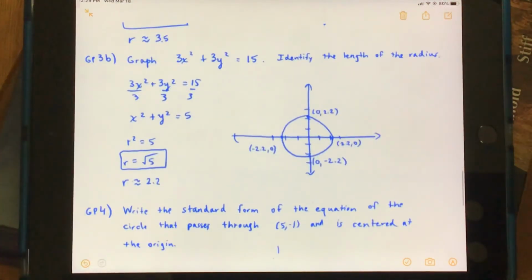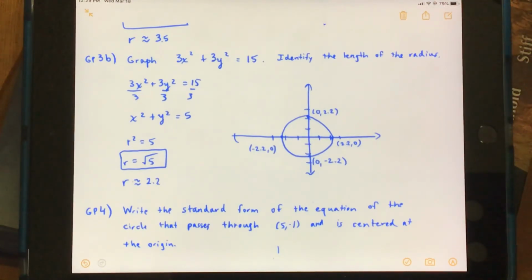We're going to graph 3x squared plus 3y squared equals 15. We're going to identify the length of the radius as well. So the issue on this one is that we're not in standard form yet, because when we're in standard form for our circle centered at the origin, we will only see x squared plus y squared. But we see some coefficients on the x squareds and y squareds. If we divide by those coefficients, we'll get into standard form in one step.